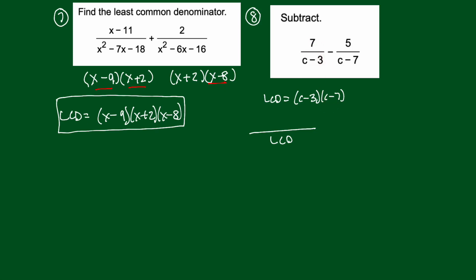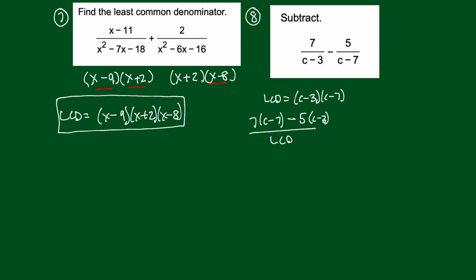So I will get a 7 times c minus 7, and then minus, right? That minus sign is right here. Now, what about the 5? Do I have to do anything to the 5? Well, look, compare the denominators. The original denominator is c minus 7 compared to the new one. There's the c minus 7. What's missing is c minus 3. So it looks like we've adjusted the original by multiplying it by c minus 3. So adjust the top by multiplying it by c minus 3.